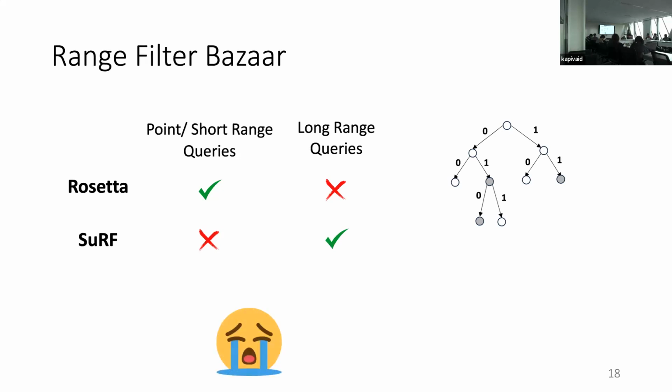Well, this experience leaves you a bit upset because there's no filter that's good for all of the use cases. But you don't have to worry about this anymore. Now we have SNARF, which is good for both point queries and long range queries. And the way SNARF is able to achieve this is because it's designed with space efficiency in mind. It's similar to CERT, but it keeps space efficiency in mind. So all of its components are quite space optimal. So it ends up being better than the sum of its parts.